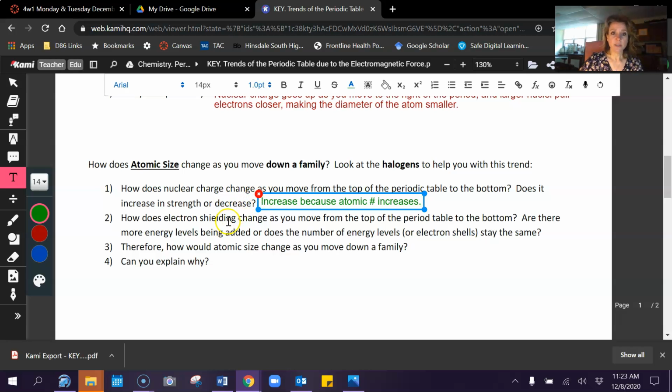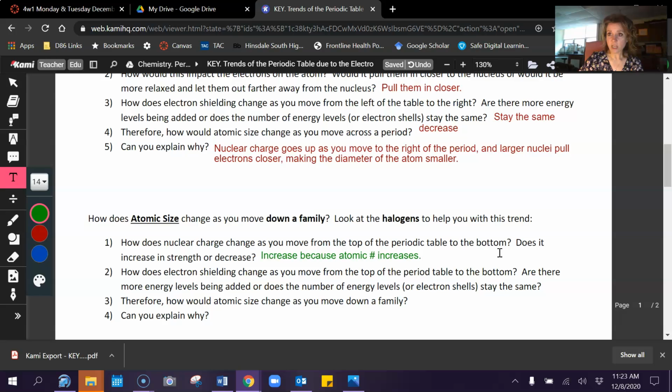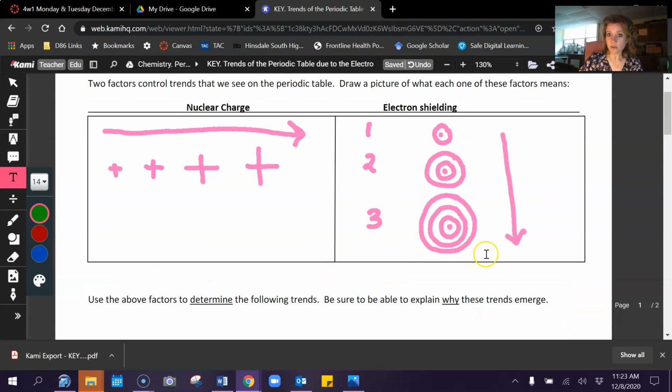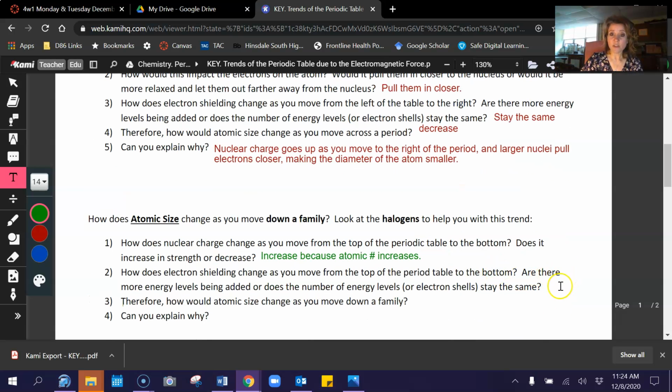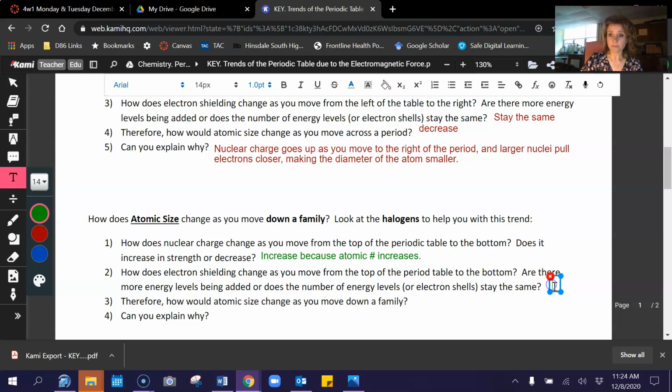Number 2, how does electron shielding change as you move from the top of the periodic table to the bottom? Are there more energy levels being added, or does the number of energy levels or electron shells stay the same? Well, let's take a look back at the picture that I just drew. As we go down a family, what is happening to the number of rings around the nucleus? It goes from 1 to 2 to 3. So it's going up, which means that shielding is going to increase.